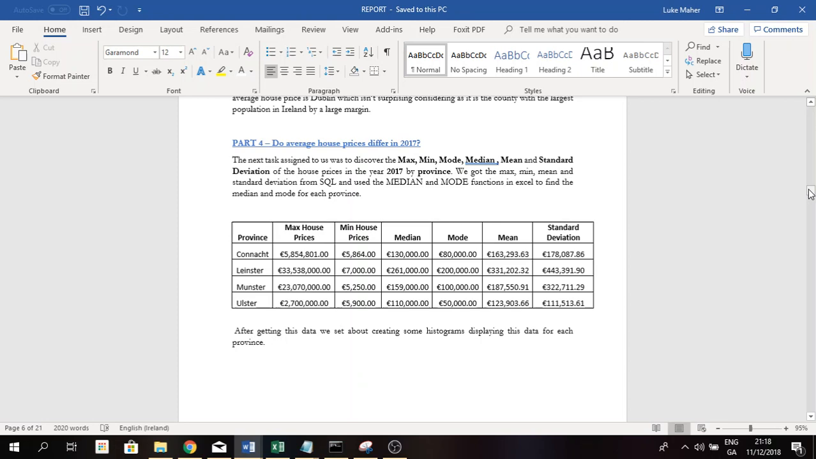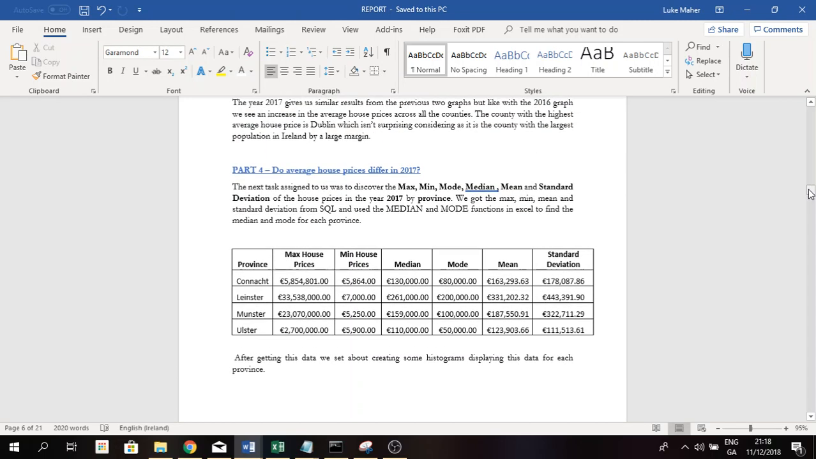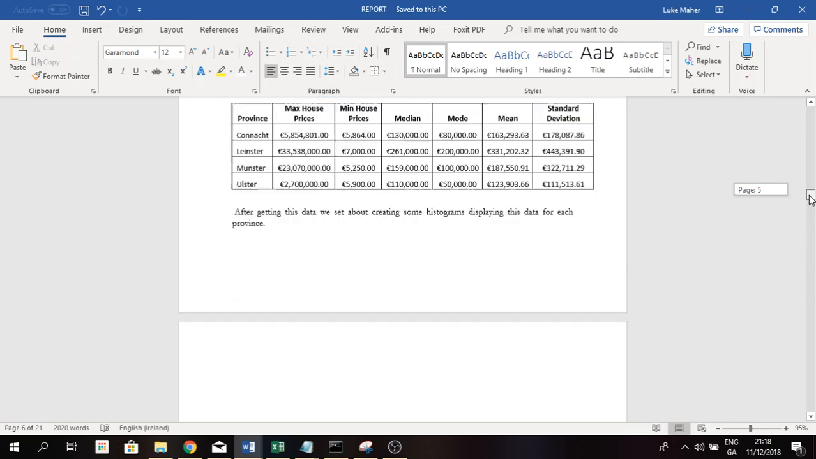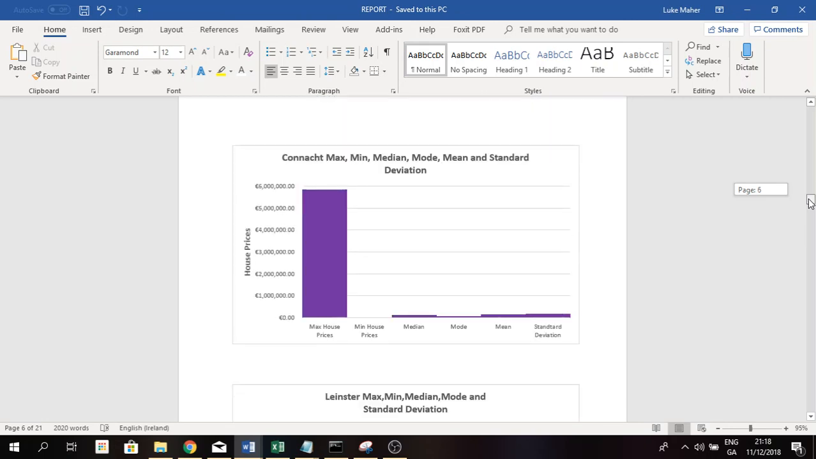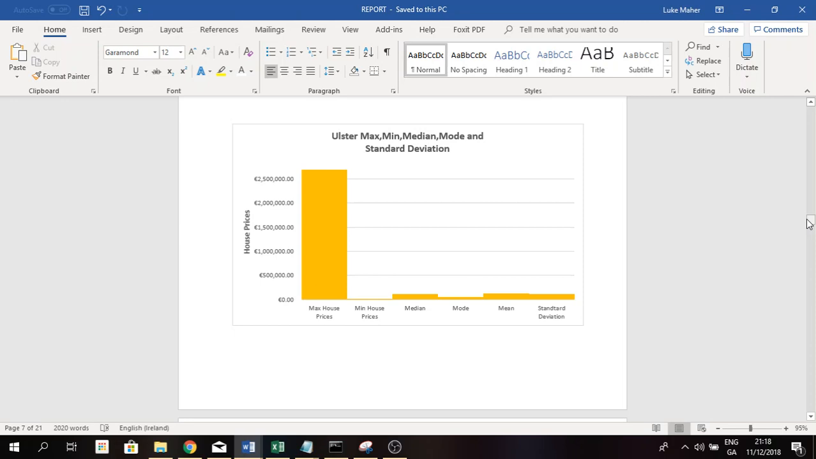And then the fourth part was finding the maximum, mode, median, mean and standard deviation. What we did there was get the SQL query to give us the maximum, mean and standard deviation. Then I used the median and mode functions in Excel to get the median and mode for each province. And then we were asked to make histograms. We made histograms for each of the 4 provinces, and that's them there. You can see that the max kind of overshadowed everything, but everything's there.